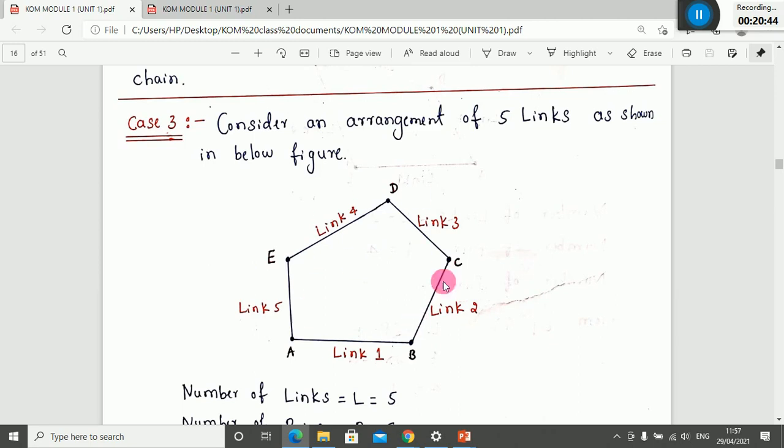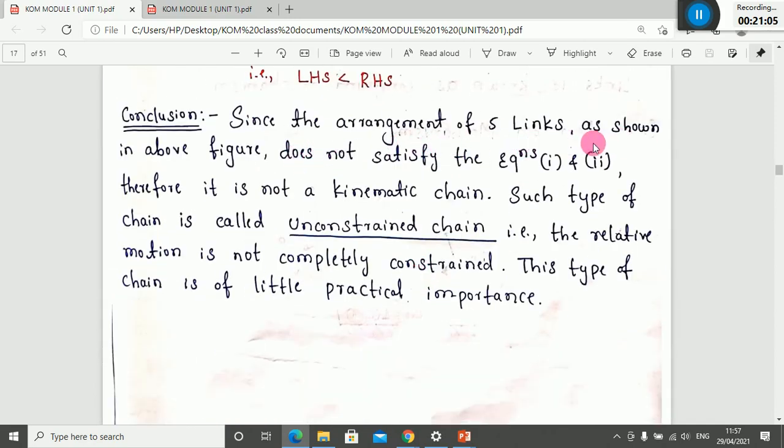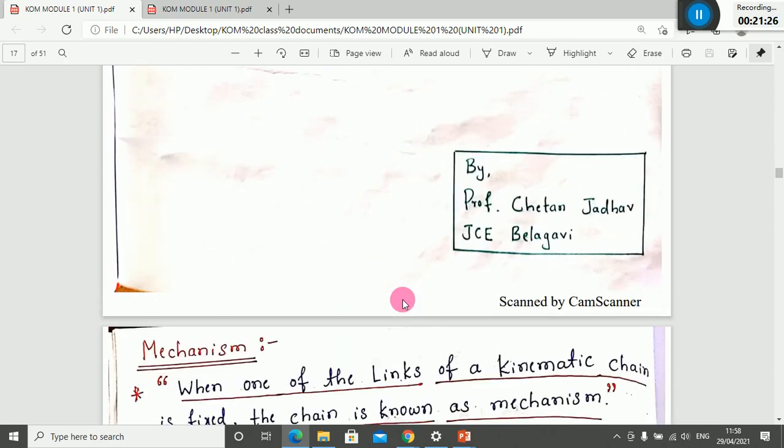Just try to check whether it is a kinematic chain by using steel bars or wooden sticks. You can make this 5 bar chain, you can see. You'll not get a definite path. Then the conclusion is, since the arrangement of 5 links as shown in the above figure does not satisfy equations 1 and 2, therefore it is not a kinematic chain. Such a type of chain is called unconstrained, which means unrestricted. The relative motion is not completely constrained. This type of chain has little practical use. No problem. This is okay.